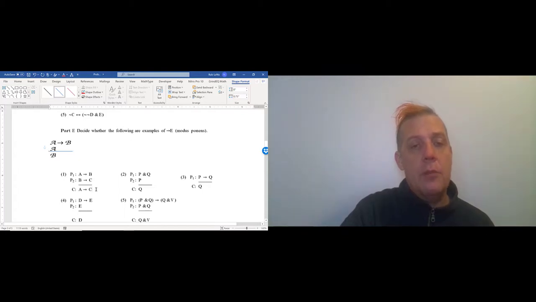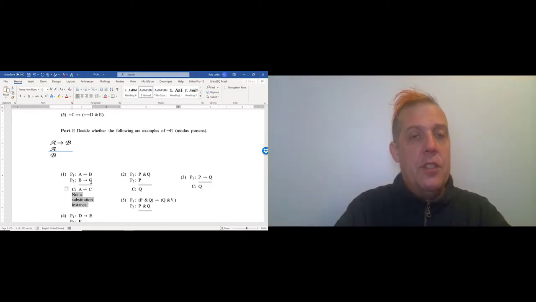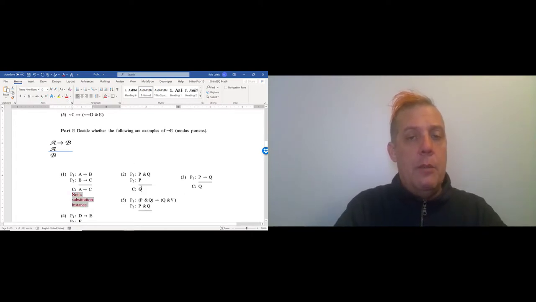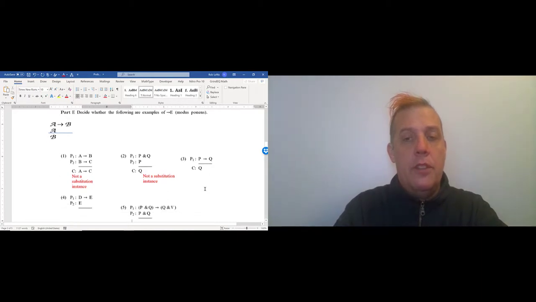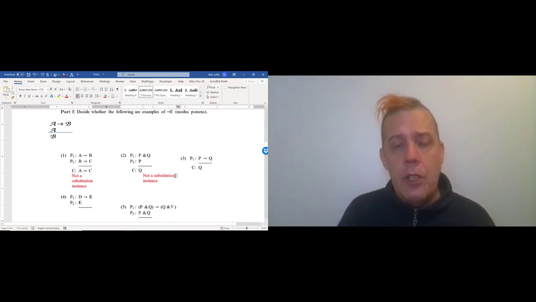So 1 is not a substitution instance, because although the first sentence matches, the first premise matches, the second premise and the conclusion do not. Number 2 is also not a substitution instance, right? Nor is number 3. And hopefully you can see why this is the case each time. For number 2, you don't have a conditional. You've got an and. For number 3, you're missing one of the premises.